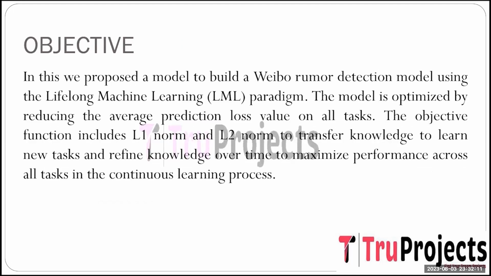In this framework, our project revolves around introducing an innovative strategy for constructing a rumor detection system harnessing the power of lifelong machine learning principles. Our model is meticulously trained for optimizing its efficacy, underscored by the reduction of average prediction loss across a spectrum of tasks. The crux lies in our objective function, thoughtfully infused with both the L1 and L2 norms. These norms act as controls facilitating the seamless transfer of knowledge as we embark on learning new tasks and progressively enhancing our reservoir of knowledge over time.